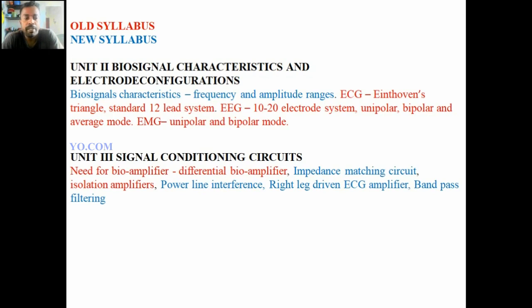Okay, then power line interference, how it can be removed. Okay, right leg driven ECG amplifier. Why are we going for right leg driven ECG amplifier? That is a very important 2-mark question. Okay, then finally bandpass filtering. Okay, so bandpass filtering, right leg driven amplifier, power line interference, impedance matching circuit. Okay, so these 4 are very important. You must study them along with differential bioamplifier. Okay, right? So these are the questions from unit 3.